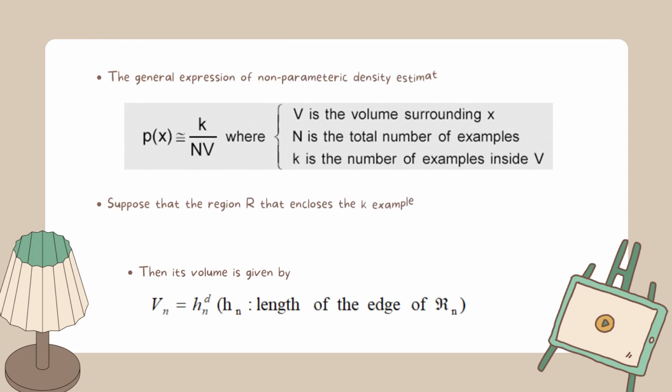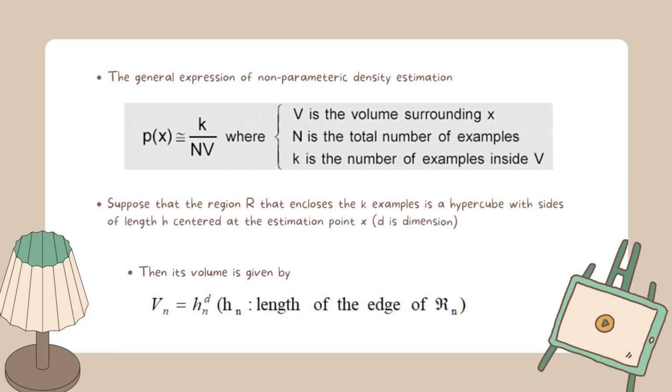First, the general expression of non-parametric density estimation is p(x) ≈ k/(nV), where V is the volume surrounding x, n is the total number of examples, k is the number of examples inside V, and suppose that the region R that encloses the k examples is a hypercube with sides of length h centered at the estimation point x, where d is the dimension. Then its volume is given by Vn = hn^d. hn is equal to the length of the edge of Rn.